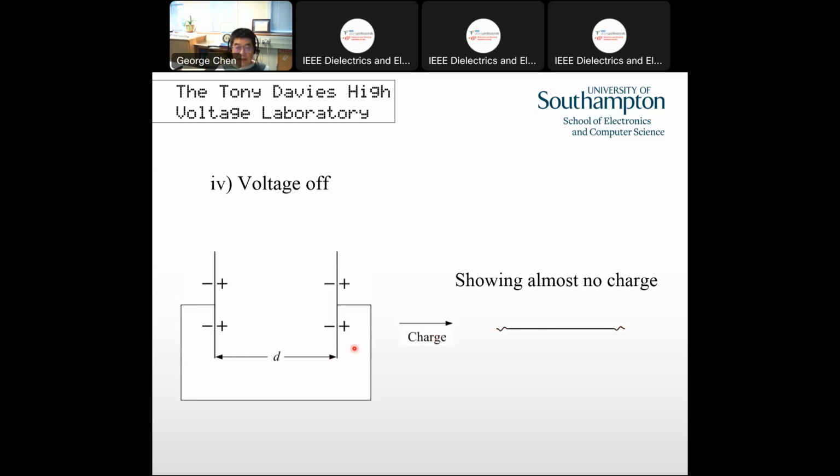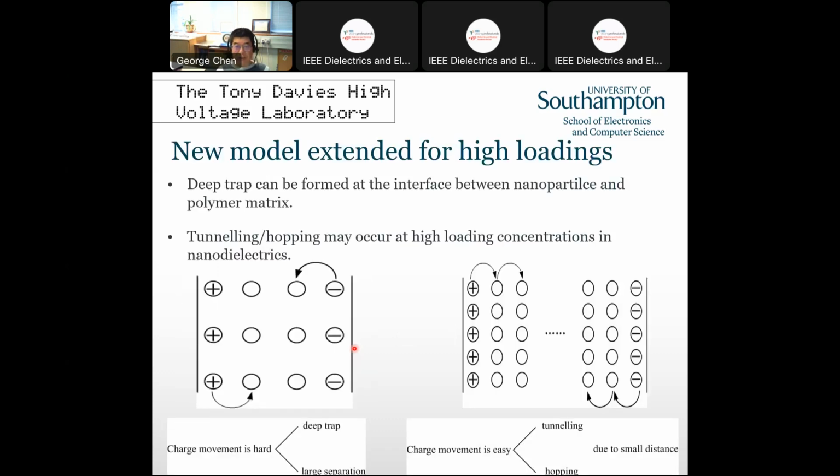So that's the first thing. And the next issue I want to extend to is the higher loading ratio. So what happens if we have a higher loading ratio? This is a typical lower loading ratio. What we see is that the particle separation is large, and therefore that may represent a large trap separation. As a result, because of the deep traps and the large separation distance, it's very challenging for the charge to move around. So that's why we see no charge moving in such a system.